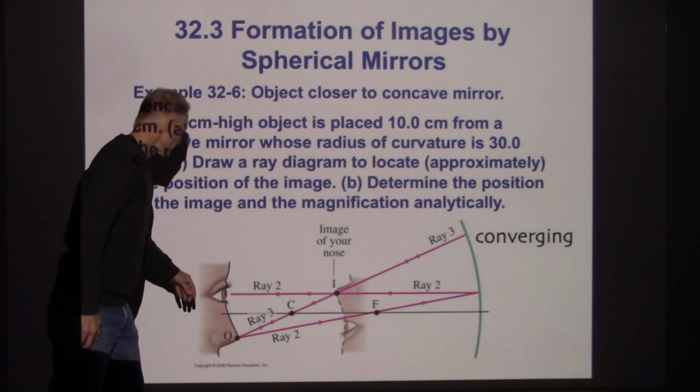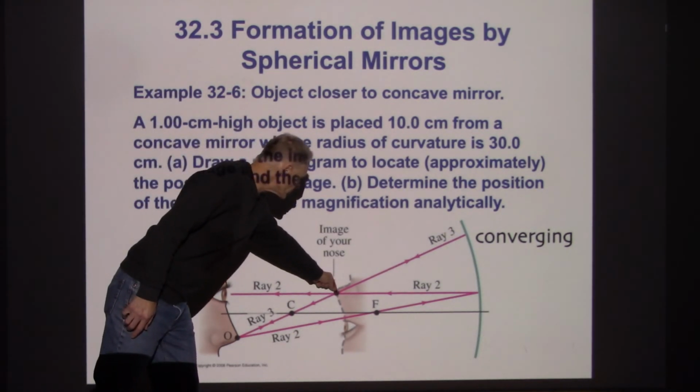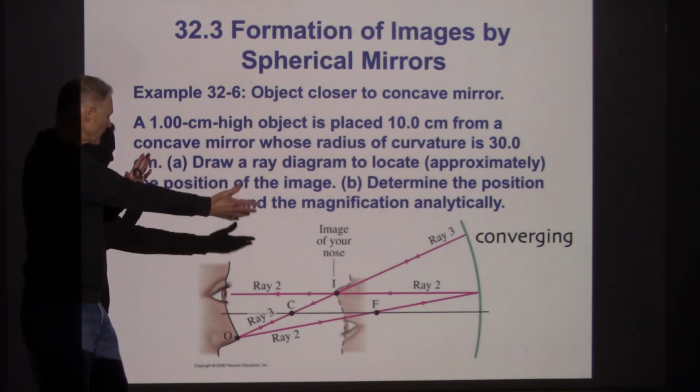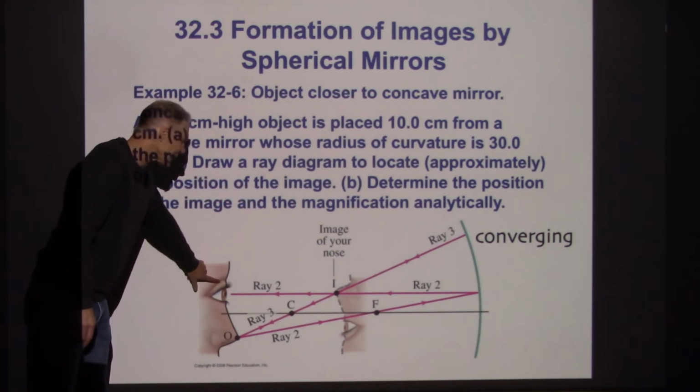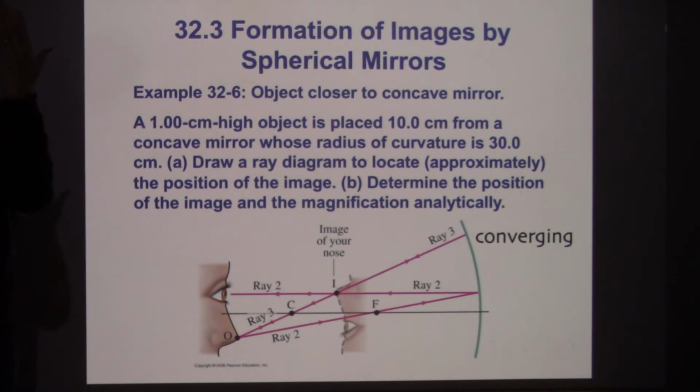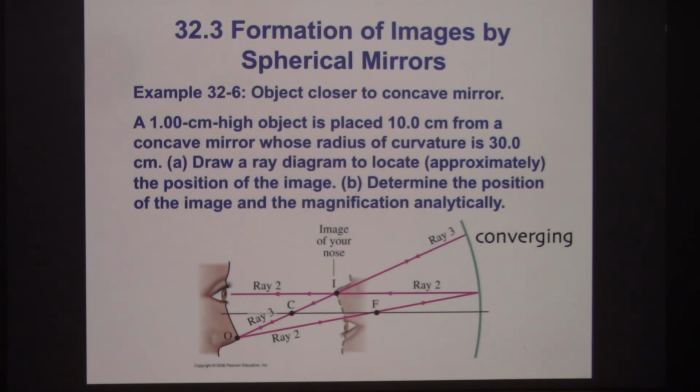Now, if this image is far enough away from this person's eye, then they're going to be able to see the image in focus. But if objects get too close, our eyes can't focus on something quite so close. And in this case, it looks like we're getting pretty close to that limit. Anyway, that's an example of identifying where that image would be.